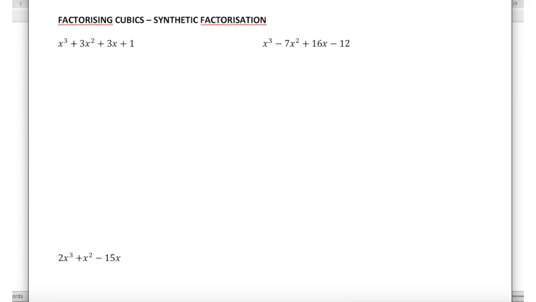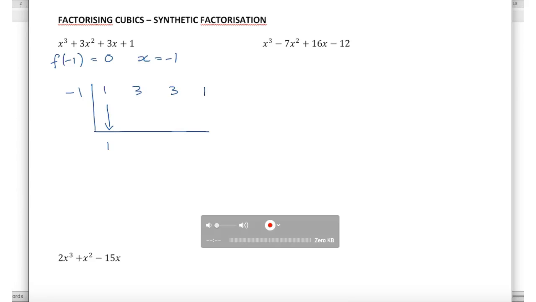So from our first example, we use the factor that f when x is -1 gave us 0. So x was -1. So we're actually going to use x as -1. And we set it up as follows. We draw this little factor box here, and I put my factor on the left, and I write the coefficients of my cubic across the top.